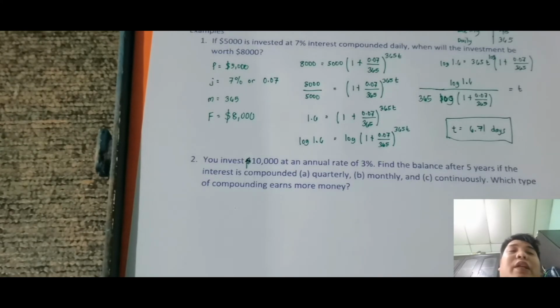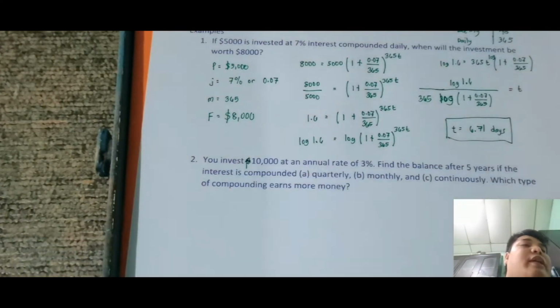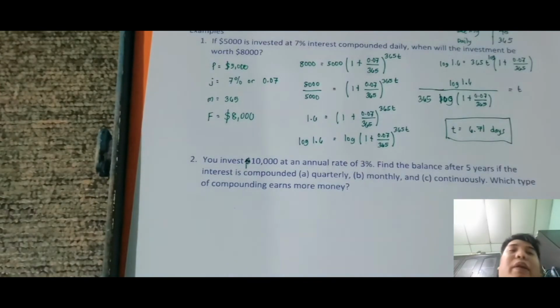So, meron tayong time na T na 5 years. If the interest is compounded, una, quarterly, monthly, and continuously. So, mamaya ko na sabihin ano yung continuously na yan. So, which type of compounding earns more money? So, sa tatlong yan, yung quarterly, monthly, and continuously, sino mas malaki yung tinubo mo? Sino mas malaki yung pera mo after 5 years?